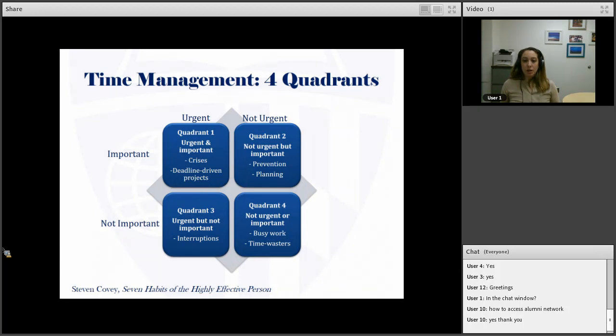I'll start. I need to do laundry, and I need to send out a survey about this webinar by tomorrow. Depending on how bad my laundry situation is, it could fit into quadrants 2 or 4. Today it would only fit into quadrant 4. Sending out the survey would fit more into quadrant 1. All right, now it's your turn.